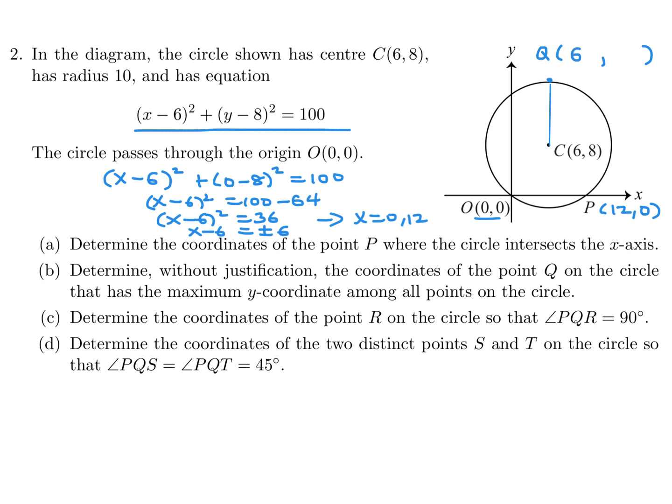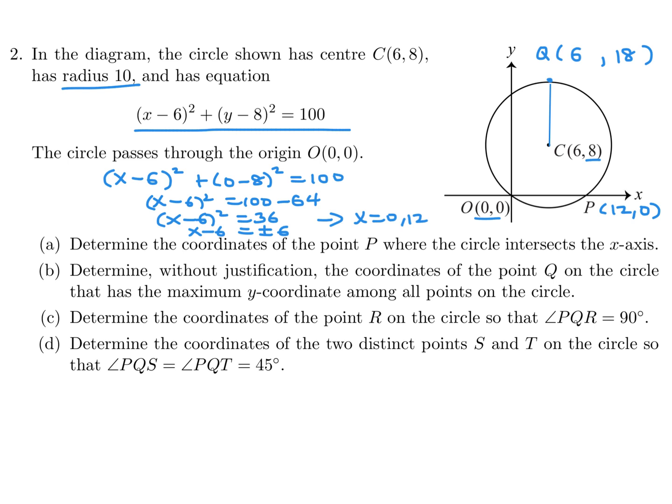And the radius, did they tell us? The radius is 10, so it's going from the center all the way to the top, which is 10. So it would go from 8 to exactly adding 10 to that. So that would be 8 plus 10, which is 18. So just by looking at the diagram, we can figure out the coordinates of Q.